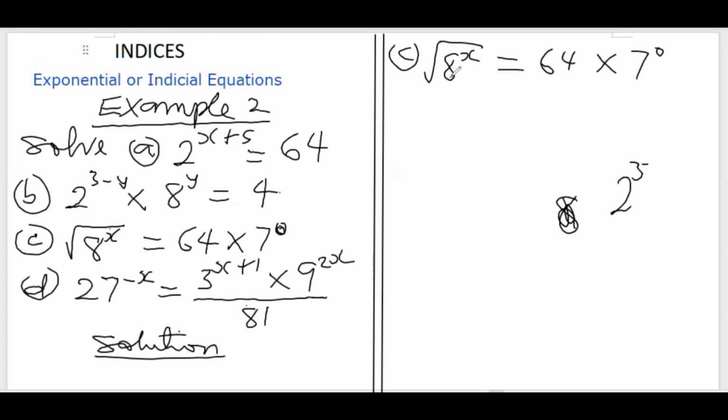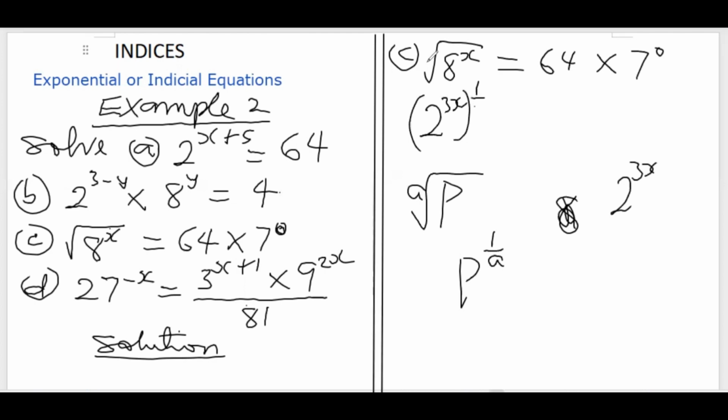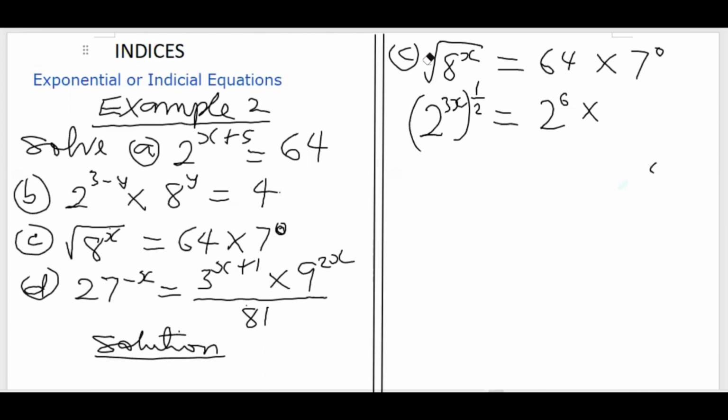3 will multiply the original power x. But we were told anytime you have roots, this one now is a square root, that means there's an invisible 2 here. And every root is a power of the reciprocal. For example, if I have the a-th root of p, it will mean p to the power of the reciprocal of a, that is 1 over a. So if I have a square root here, it will be 2 to the power of 3x, and the power of the root will now be 1 over 2, equal to 64, which is 2 to the power of 6, times 7 to the power of 0. Anything to the power of 0 is 1, except 0 itself.